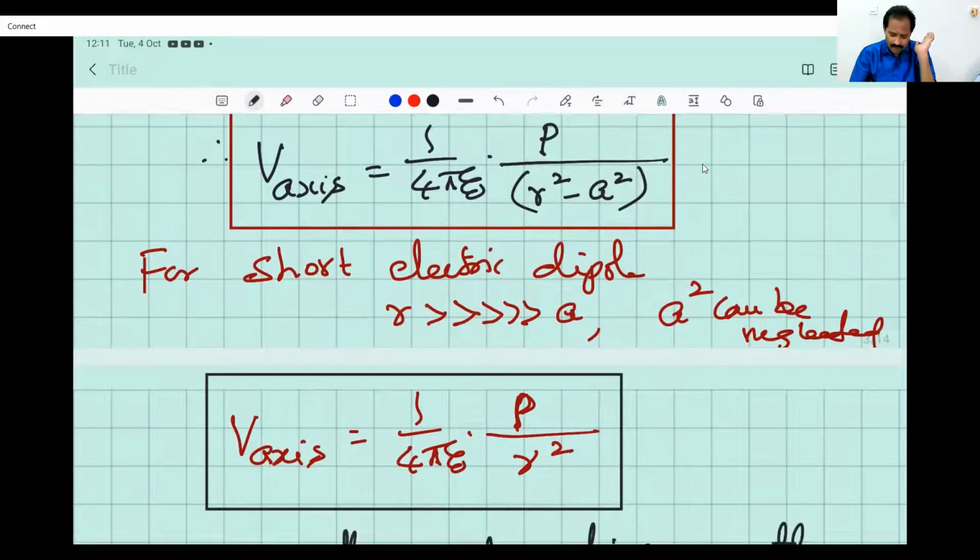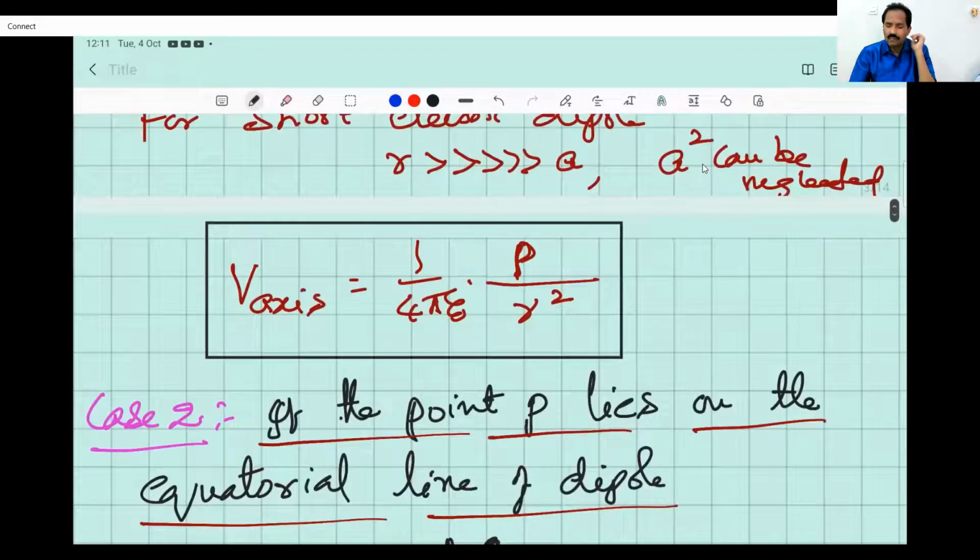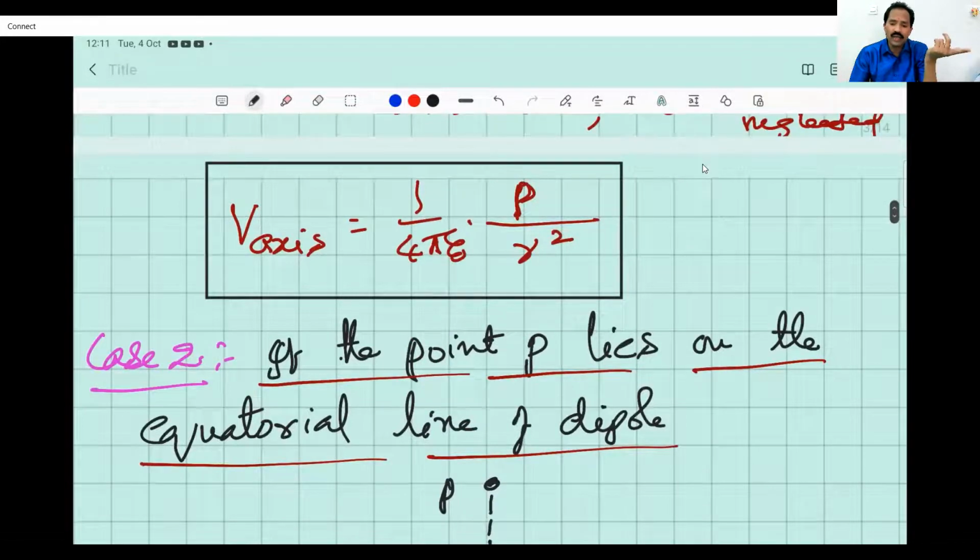Now in the same way, case 2: what if the point P lies on the equatorial line of the dipole? If the point P lies on the equatorial line of the electric dipole. Remember, don't get confused: it is not a magnetic dipole, it is an electric dipole. Now look at the diagram.